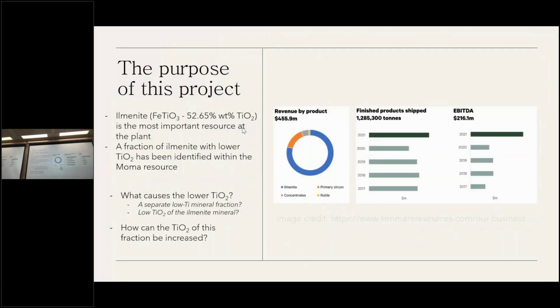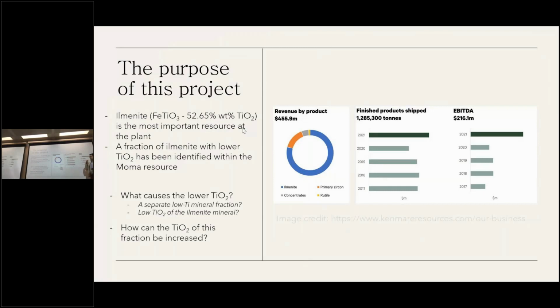Okay, but what exactly was the purpose of the project? Well, as you can see on the graph on the right produced by Canva, ilmenite is the most important mineral recovered by the plant. And ilmenite is about 52% titanium by weight, and within this big body of sand, within this resource, a fraction of ilmenite with TiO2 lower than 52% was found.